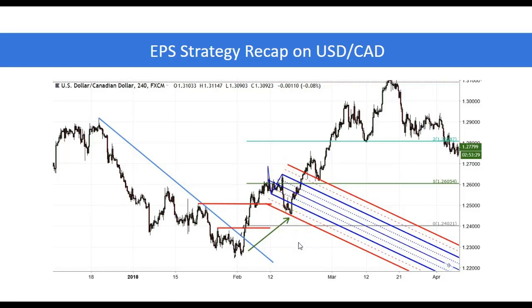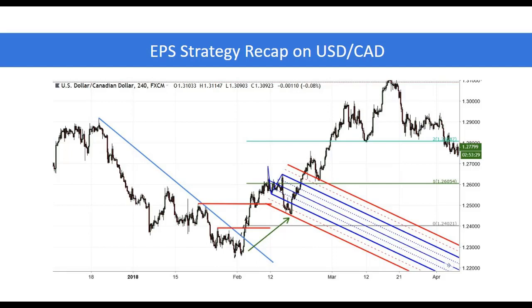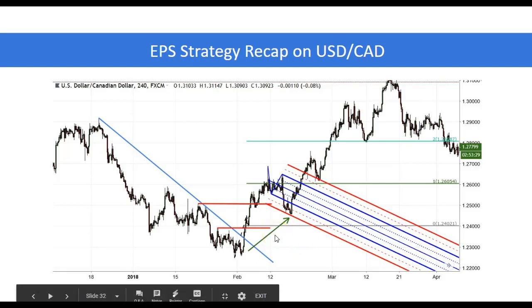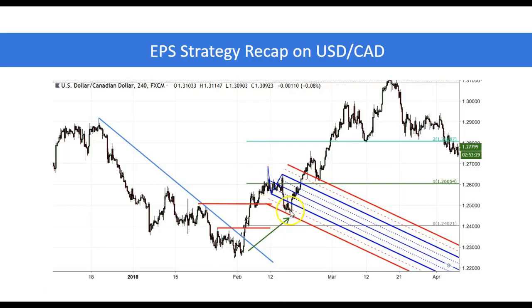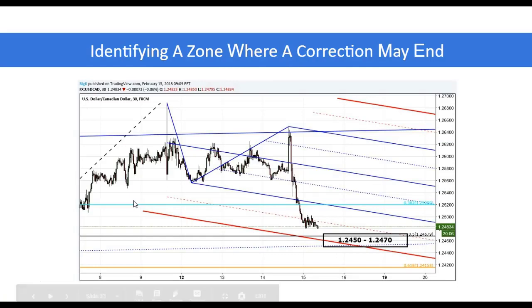At that stage, it was necessary to use my shift pitchfork, which is the one I mentioned before that I use the most, especially when it comes to corrections. And once price reached the lower red warning line, the correction ended and price shot up much higher and continued the trend upwards.